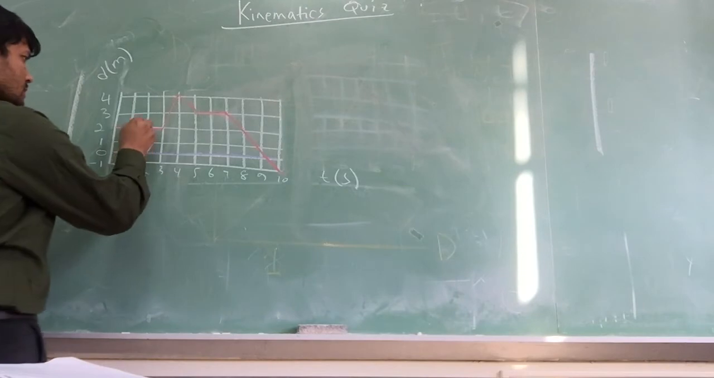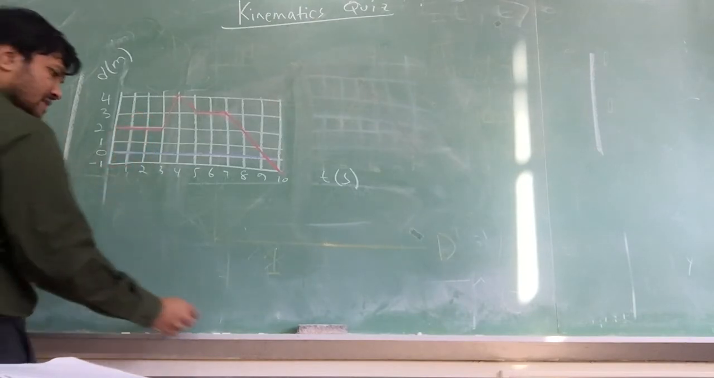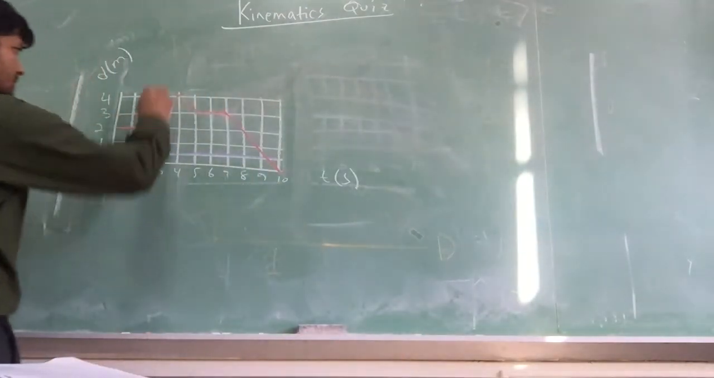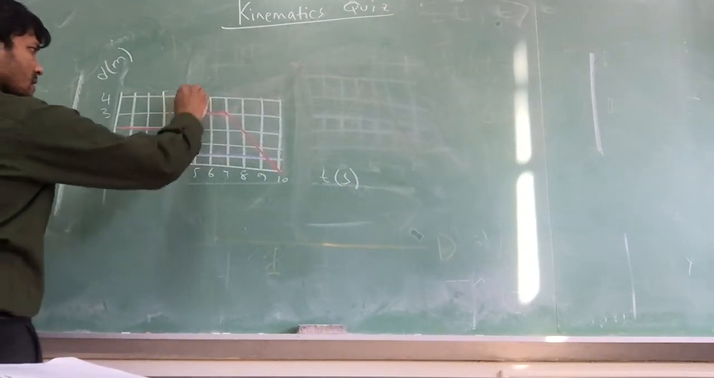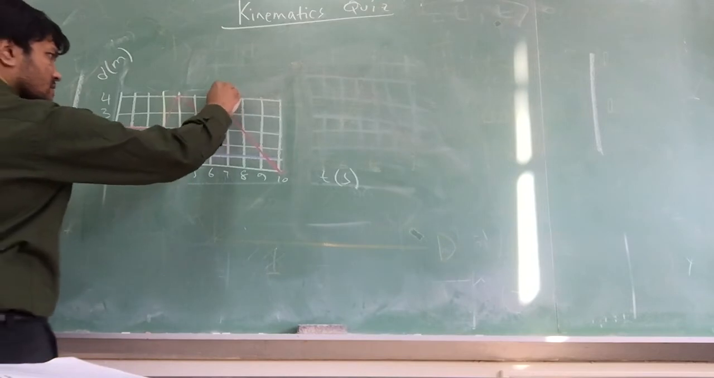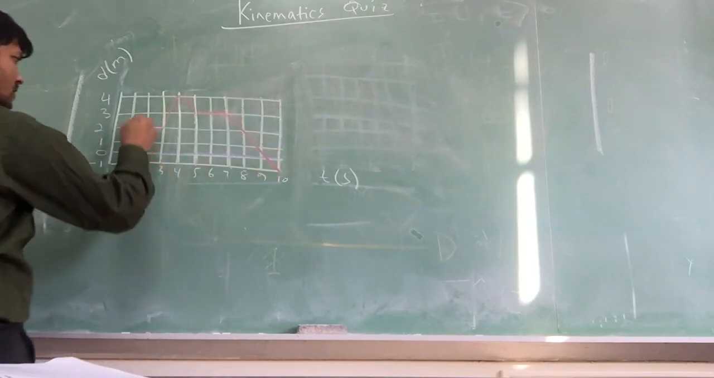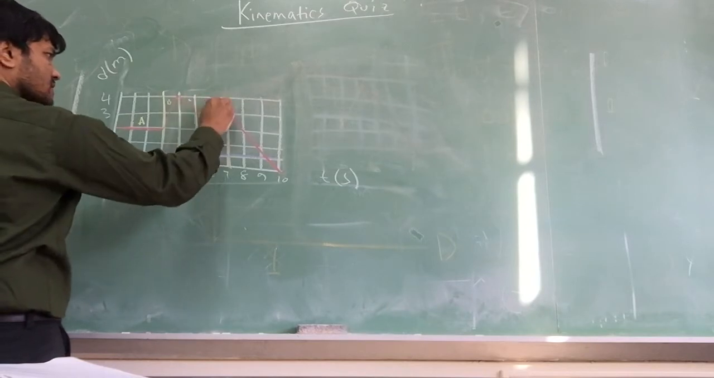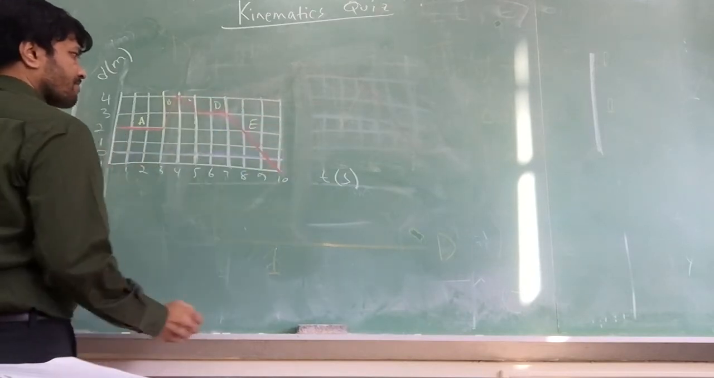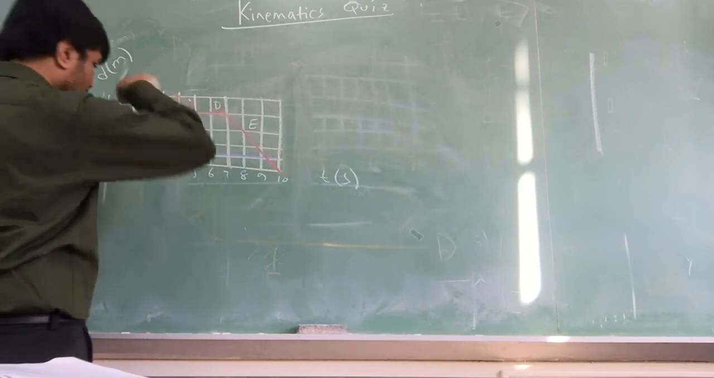So we can divide this graph into 5 sections. This is 1, this is 2, this is 3, this is 4, and this is 5. We can call them A, B, C, D, E.